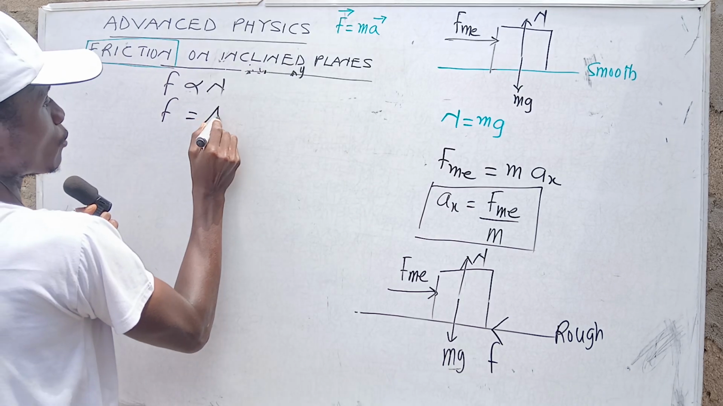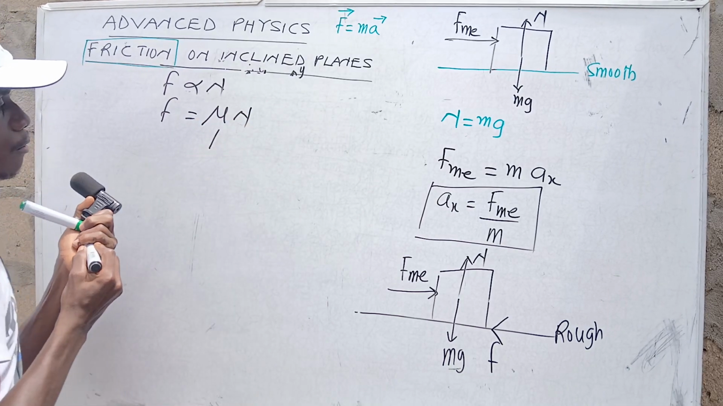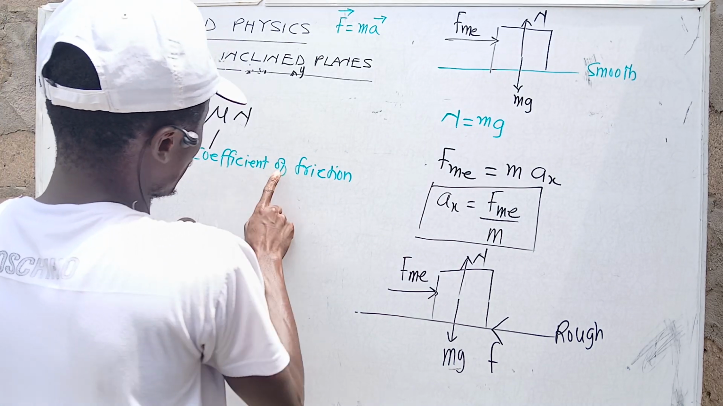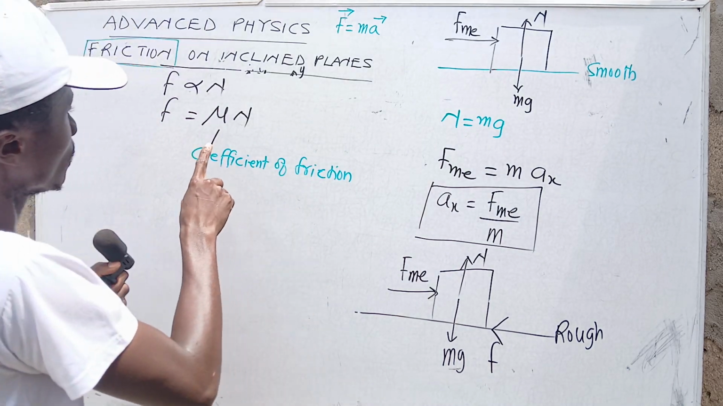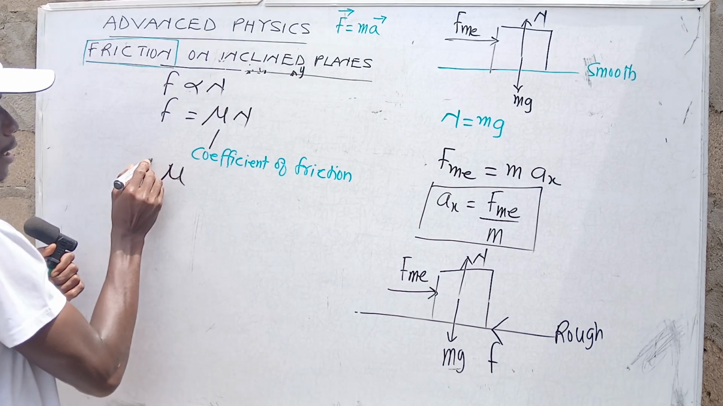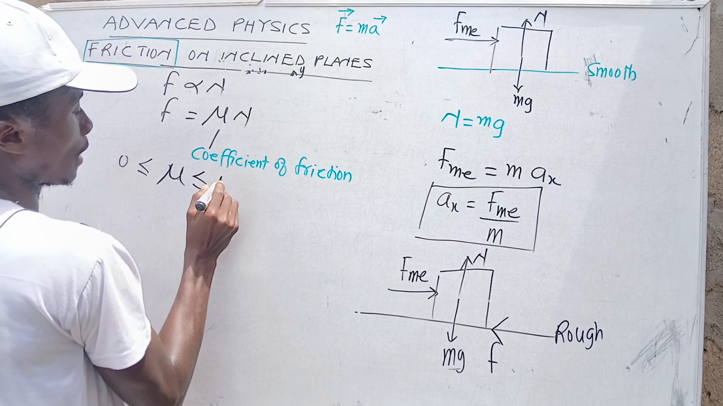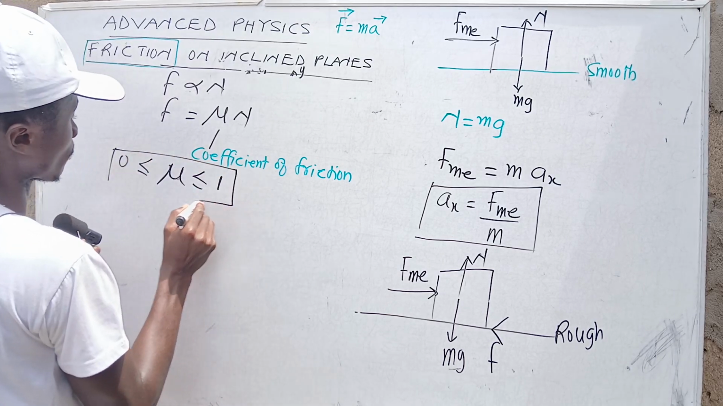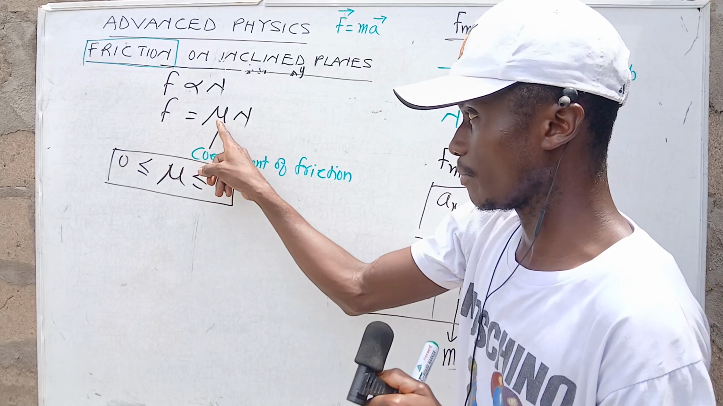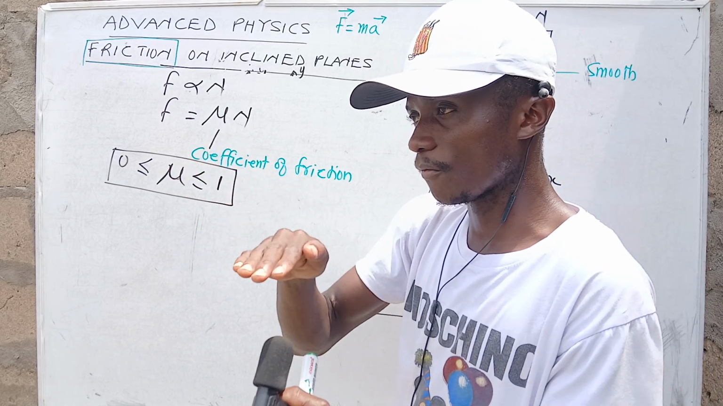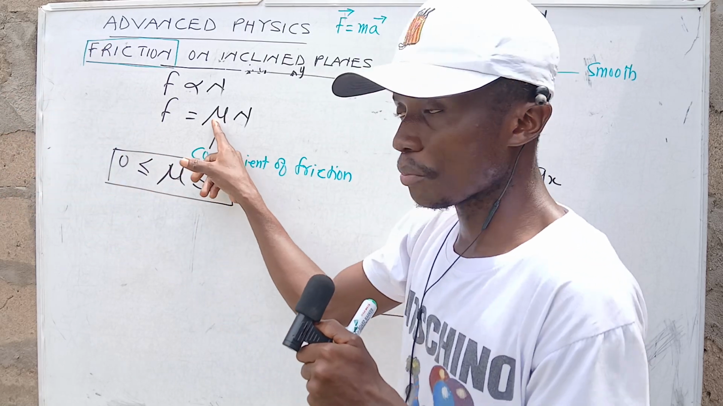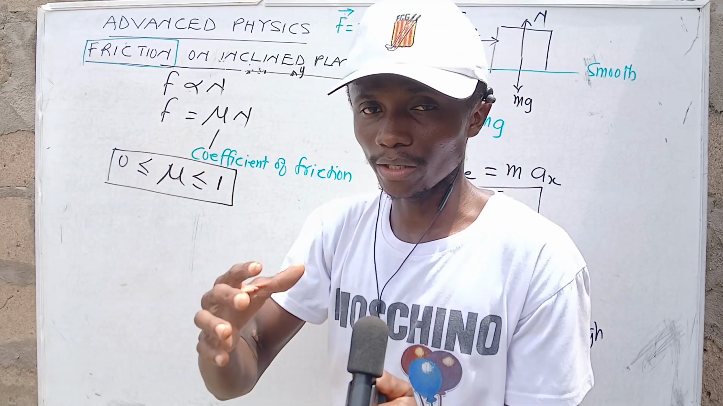And we introduce a constant mu, where mu is called coefficient of friction. The coefficient of friction, mu, lies between 0 and then 1. Now, there is a coefficient of friction for every surface. Every surface has got its own. It could be 0.5, it could be 0.9, it could be 1, it could be 0.